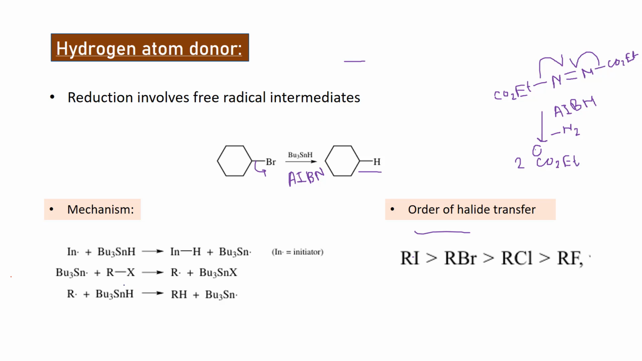After that, this tin radical will attack and take this halide from this halocarbon. Then it will generate this R dot, then R dot will take a proton from another molecule of Bu3SnH and form this hydrogenated product, and again this Bu3SnH is regenerated, which continues the cycle and reacts with another alkyl halide.